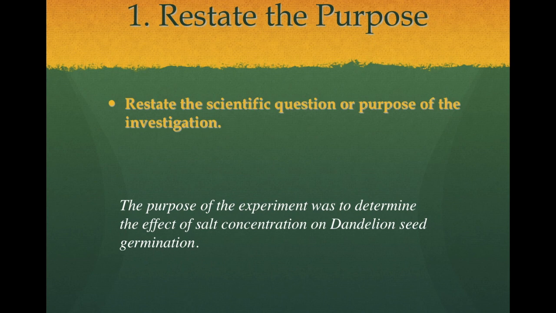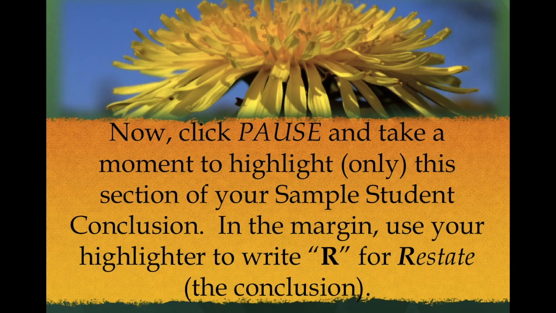The first step, restate the purpose of the experiment. Okay, the purpose of the experiment was to determine the effect of salt concentration on dandelion seed germination. Now, click pause and take a moment to highlight only this section of your sample student conclusion. In the margin, use your highlighter to write R for restate, because you're restating the conclusion.